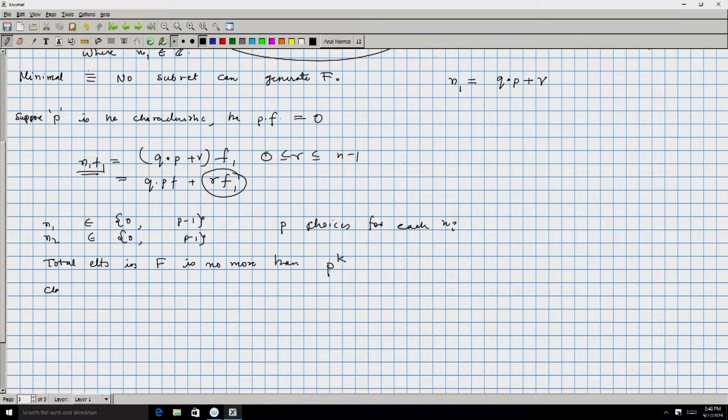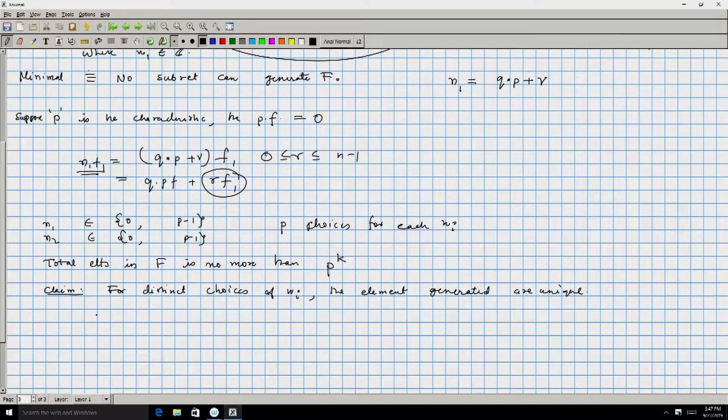So, our claim is that for distinct choices of ni, the elements generated are unique. Okay, why is this so?